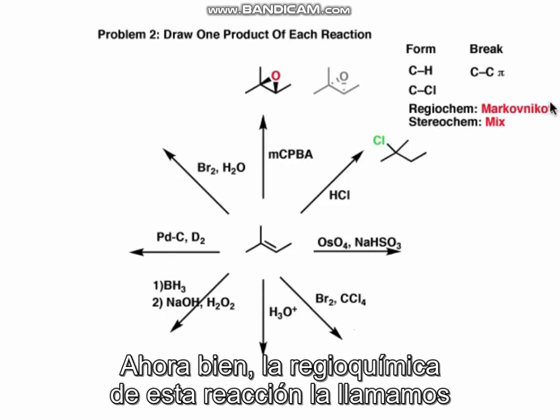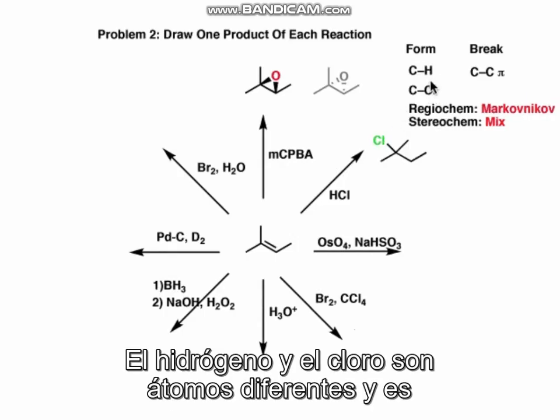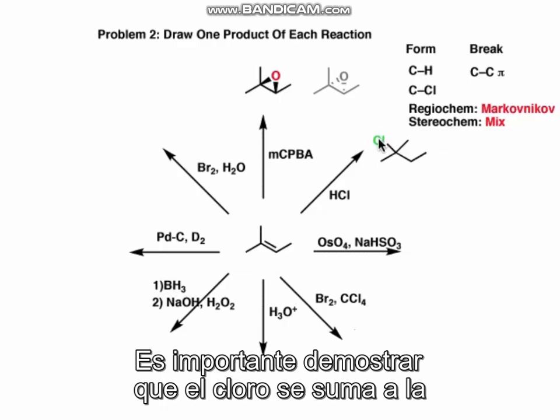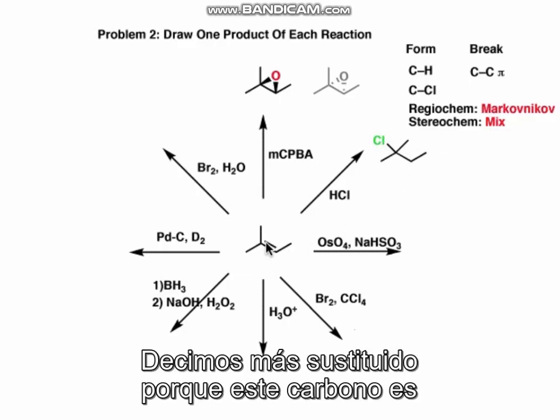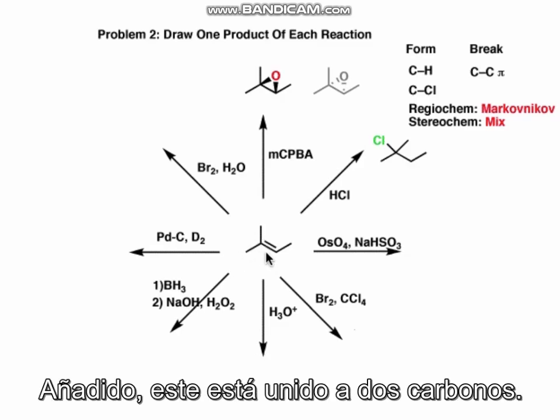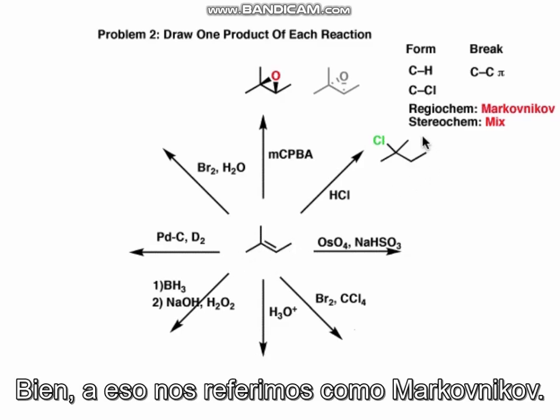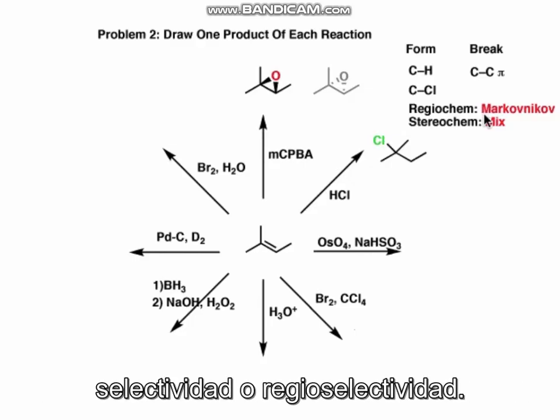Now, the regiochemistry of this reaction is very important. Hydrogen and chlorine are different atoms, and it's important to show that chlorine adds to the most substituted end of the alkene, and hydrogen adds to the least substituted end of that alkene. We say most substituted because this carbon is attached to 2 carbons, whereas this one is only attached to 1 carbon and a hydrogen here. Okay, that's what we refer to as Markovnikov selectivity or regioselectivity.